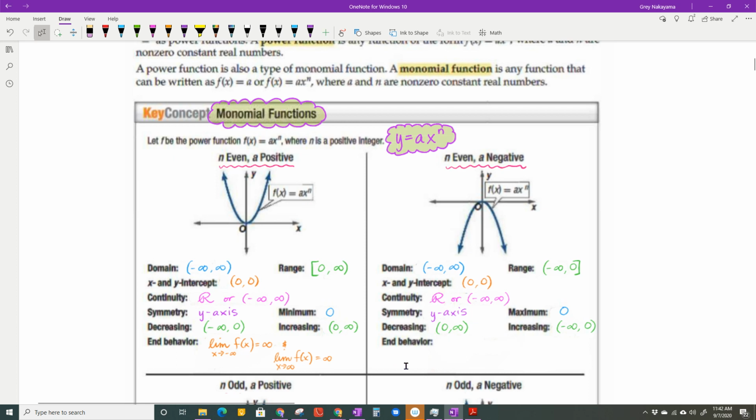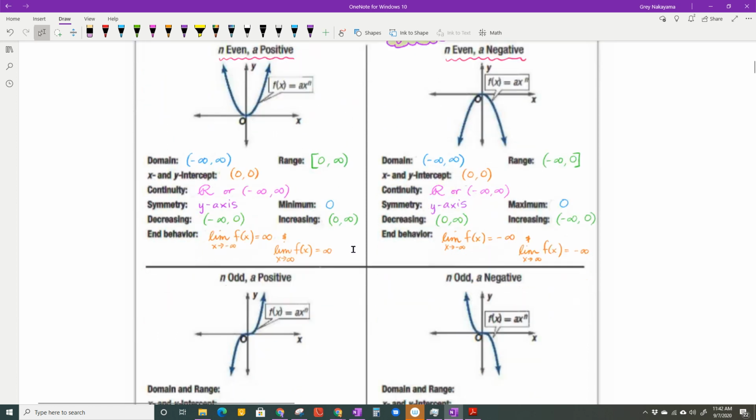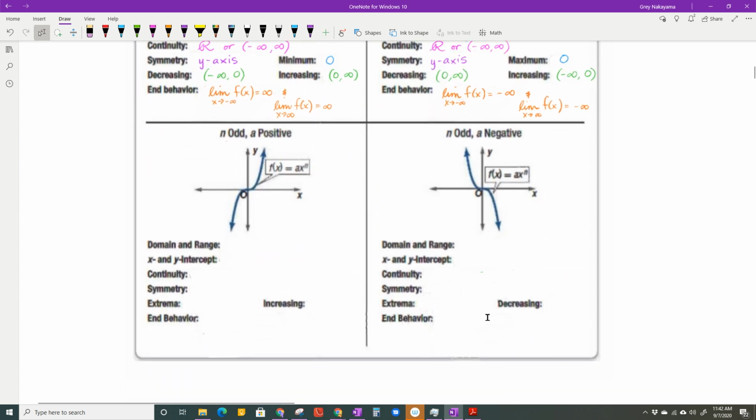When a is negative, excuse me, not n, then my left arrow and my right arrow are still doing the same, but this time they're going to be going to negative infinity. So when your exponent n is an even number, your arrows have to point the same way. If they are odd, they point in different directions. Odd positive, odd negative.